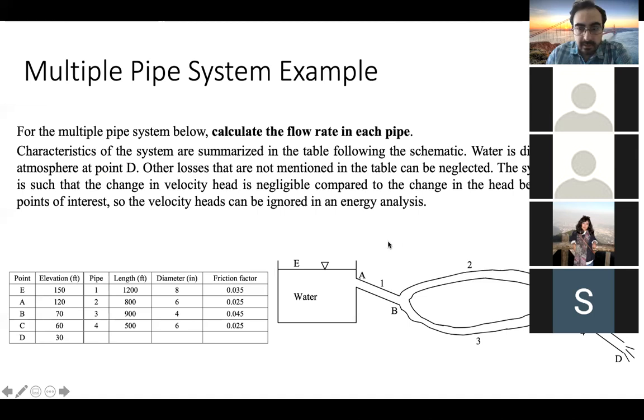And so here you can see that we have these different points and their elevations: point E, A, B, C, D. And also the pipe characteristics. We have 4 pipes. They have different lengths and also different diameters. So again, the question is, we want to find and calculate the flow rate in each of these pipes. Okay, so let's start.